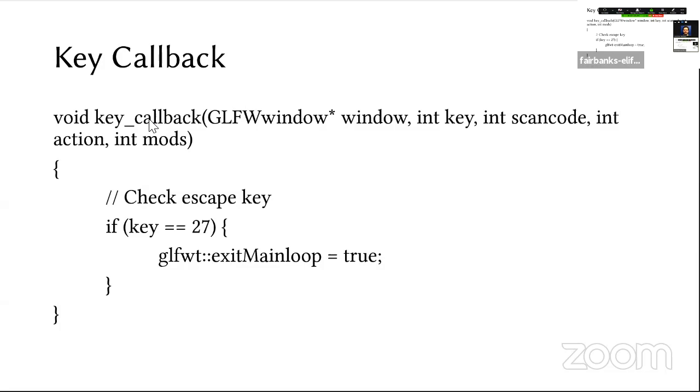So for the first one, the key callback, we have this particular form. So we pass the window, the keys, scan codes, whether shift key or anything was pressed. And in this very simple case, I just checked to see if the escape key is pressed. So 27 is the ASCII code for escape. And so you can just check for 27, and when you hit 27, we can just say, we're out of here. Okay, so we just set a flag that we should exit the main loop.